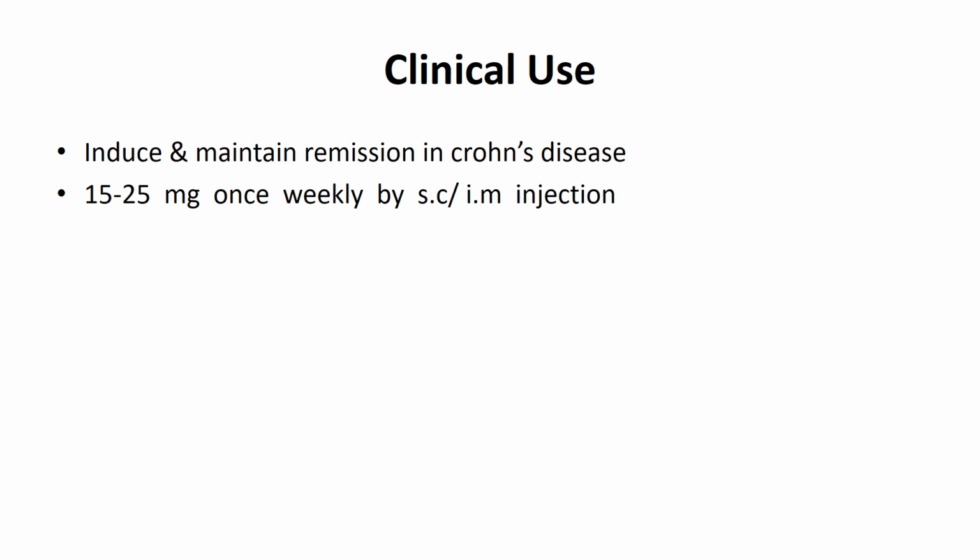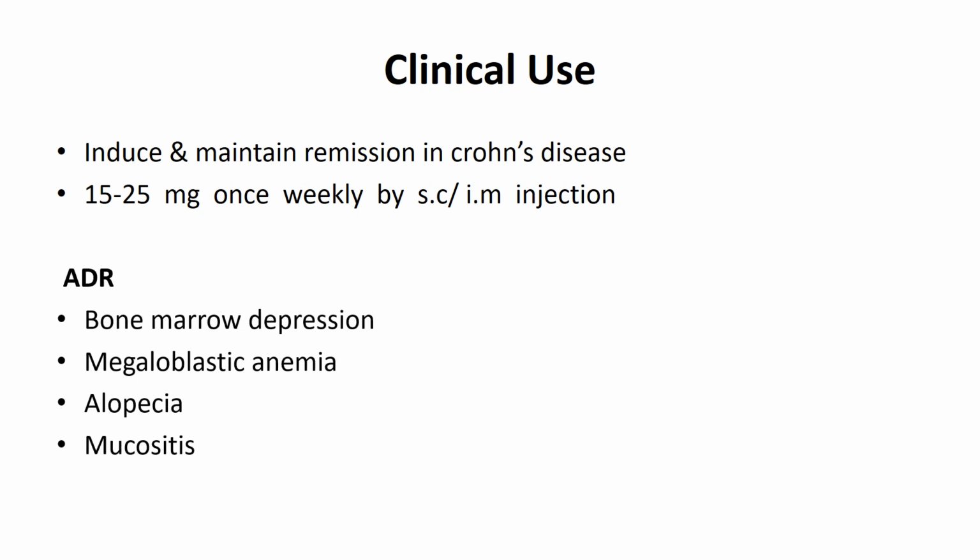They are mainly used in induction and also in maintenance of remission. In Crohn's disease, the dose is 15-25 mg once weekly by sub-Q or IM injection. IM injections are most common because sub-Q injection is somewhat costlier. The adverse reactions of methotrexate are bone marrow depression, megaloblastic anemia, alopecia, and mucositis. This is also common for methotrexate.